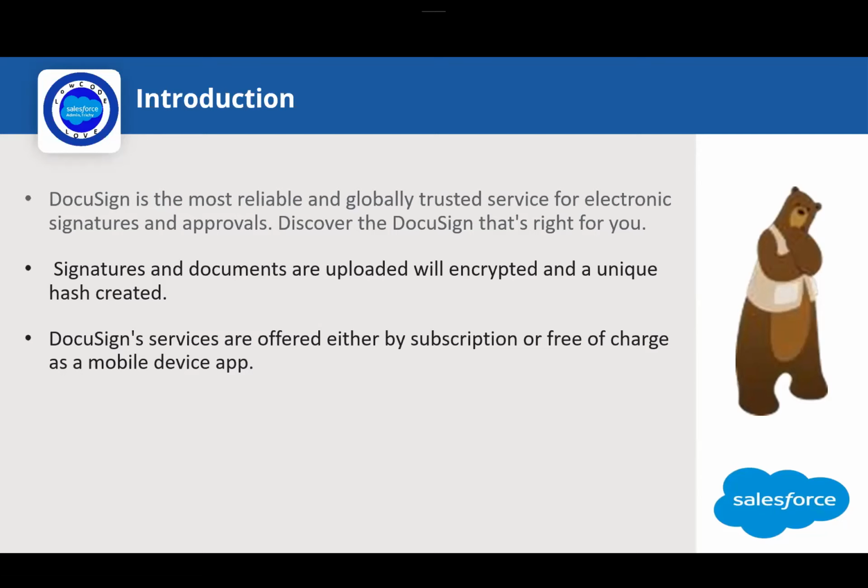In DocuSign, signatures and documents are uploaded encrypted, and a unique hash code will be created. When it comes to document signing, the document will obviously contain some secure data. So we need to make sure all the data is encrypted, whether uploaded to DocuSign or Salesforce. So by default, DocuSign allows us to upload the documents in an encrypted manner. At the end, a unique hash code will be generated.